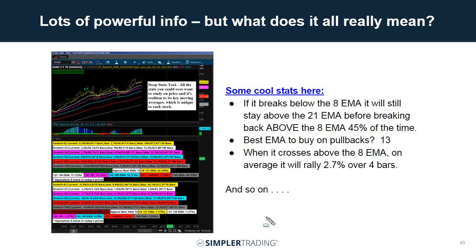It also tells us that the best EMA of all time on this stock, and it's different for each stock because this tool measures the personality and history of the stock, is the 13. So if I know that, I can set an alert, and anytime Adobe's back to the 13, I'm a buyer. And the other cool stat here, and there are other stats, I'm not going to go into all of them, is that when it does cross back up above the 8 EMA, on average, it will rally 2.7% over 4 bars. So anyway, this is a tool just to geek out on, and I find it fascinating.